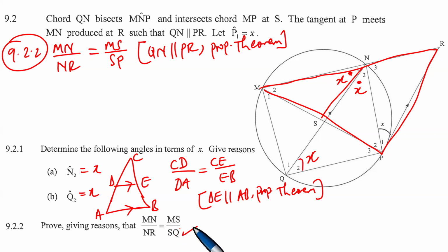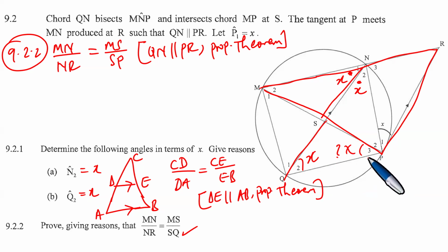Here the examiner has just put SQ. We must prove that this SP is equal to SQ. So to prove this one, we make a couple of notes. To prove that SP is equal to SQ, you have to show that this angle P3 is equal to X, but we don't know yet, but you need to show that this angle P3 is equal to X.